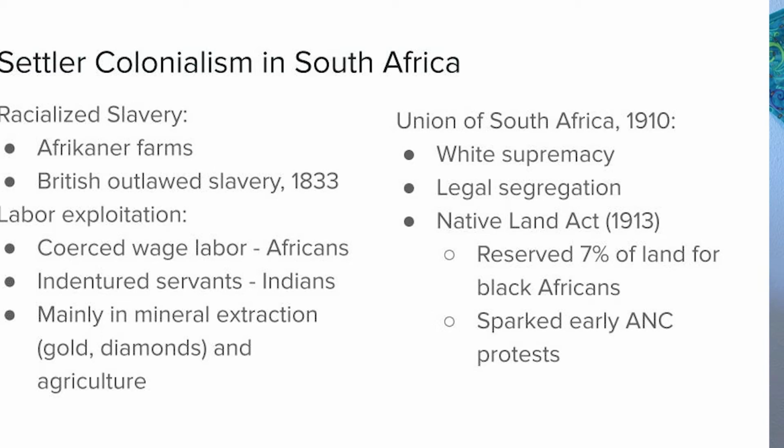And this imbalance, this inequality sparked early protests from African activists, including the African National Congress, which we will see was a major nationalist activist group involved in protesting policies of segregation and of apartheid. Now, apartheid itself comes into play in 1948. And apartheid is an Afrikaans word for apartness or separation.